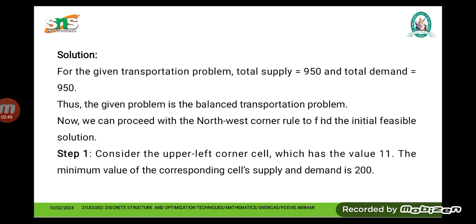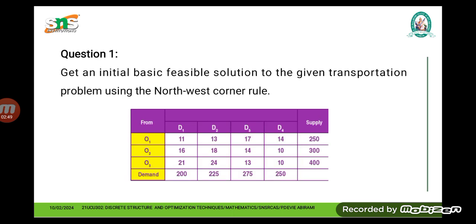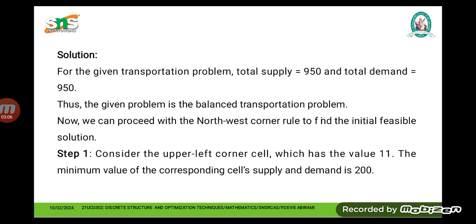Here our total supply is 950 and our total demand is 950. That is, in our right corner we have the supply. If we add 250 plus 300 plus 400, we get 950. Similarly, if we add the demand values, we get 950. Hence our problem is balanced.